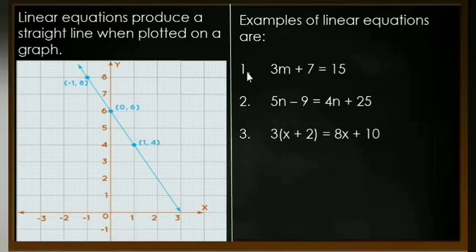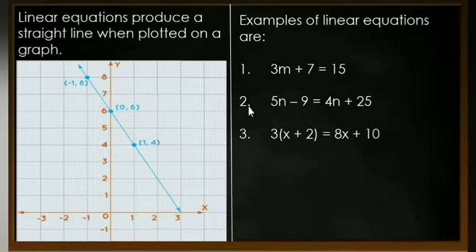So like in the case of equation number 1, the variable here is what? m. Take note that 7 and 15 are referred to as constants because they are numbers. So m in this case is a variable. And as you can see, the power of m in this case is an invisible 1. So since the highest power of the variable in this equation is 1, this is a linear equation.